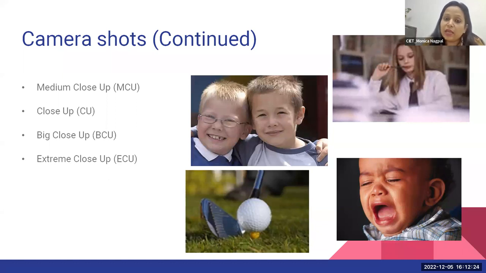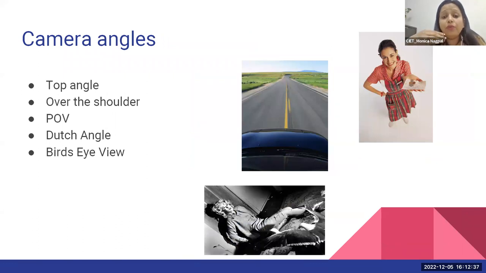All these shots can be planned by you in the storyboard, that what kind of shot you want where, so that your story, your content is able to convey whatever is required to be conveyed. Now, apart from these shots, there are certain shots which are taken from different angles, which also convey a meaning to all of us.